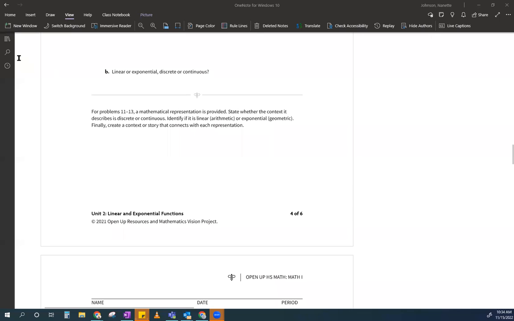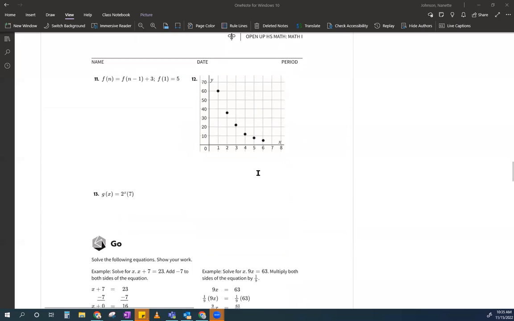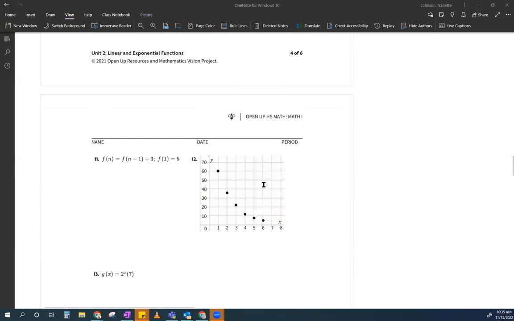Okay, so we're going to be going over 2.2 problem number 12 in RSG. And the first thing it says is, for problems 11 through 13, a mathematical representation is provided. State whether the context it describes is discrete or continuous. And then identify if it's linear or exponential or arithmetic or geometric. And then create a context. Okay, so here's our number 12.